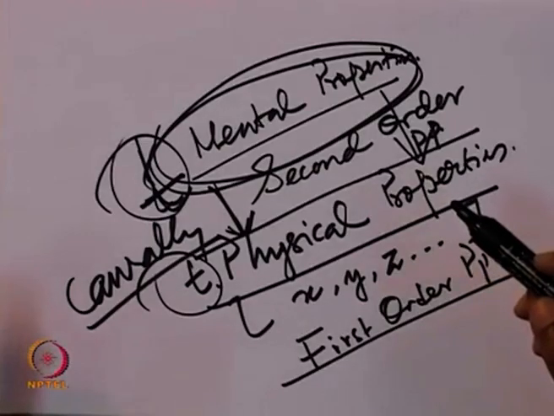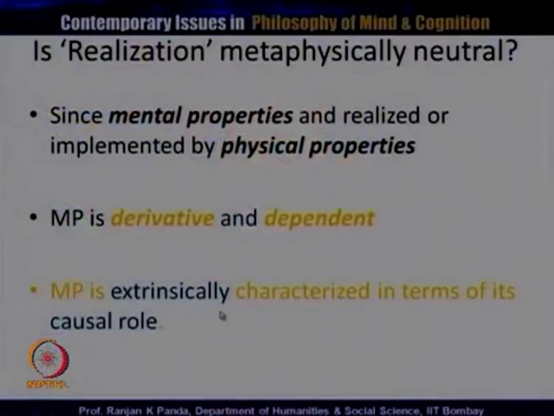So, the third point which I would like to mention here is that mental property is extrinsically characterized in terms of its causal role. So, there is nothing intrinsic about mental properties. To say that intentionality is something intrinsic to mental life is nullified here if we say that these mental properties are second order properties and they are dependent on physical properties. So, they will be causally inefficacious.